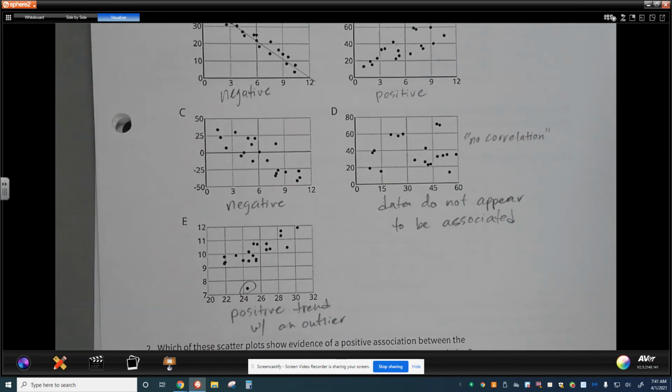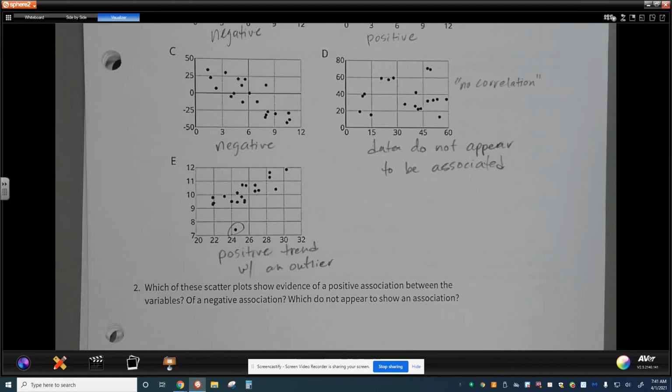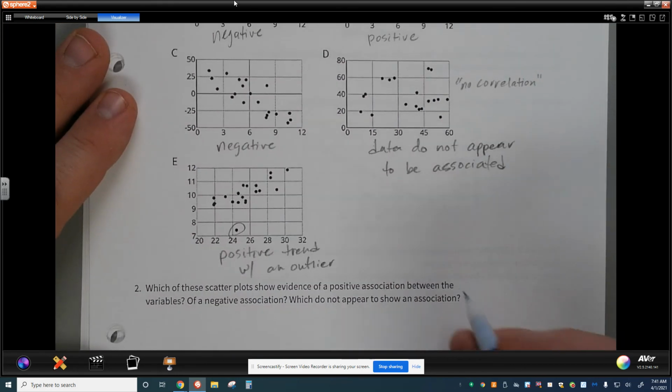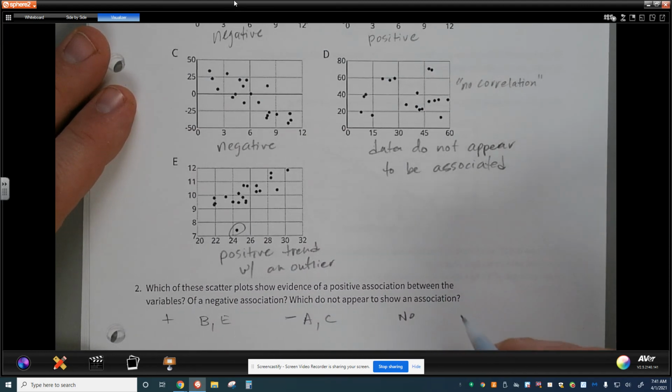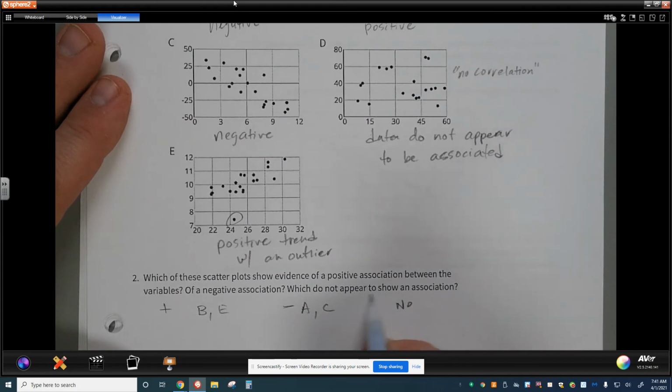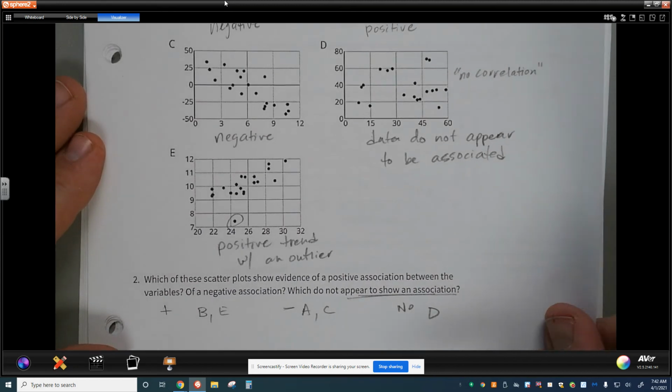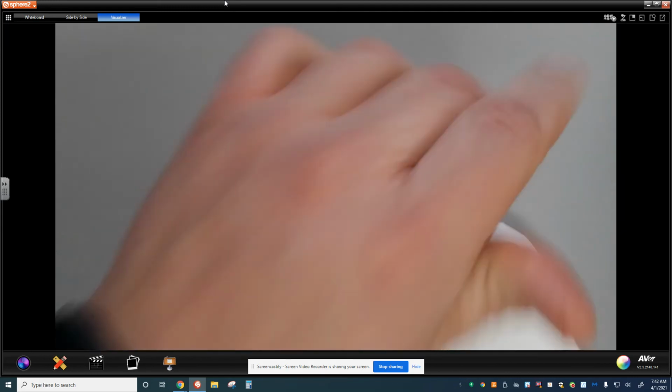All right. As we look at this next question, which of these scatter plots show evidence of a positive association between the variables, negative association, which do not appear to show an association? We just already got to that. Positive is going to be B and E. Negative is going to be A and C, and then no association, what we're looking at as the last part that doesn't appear to show an association, is going to be letter D. Okay, I hope that part was pretty straightforward, pretty simple by now, because that's the end of our lesson.